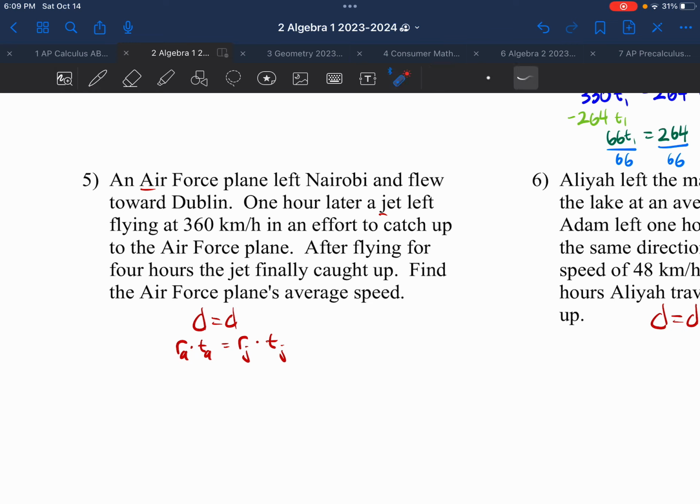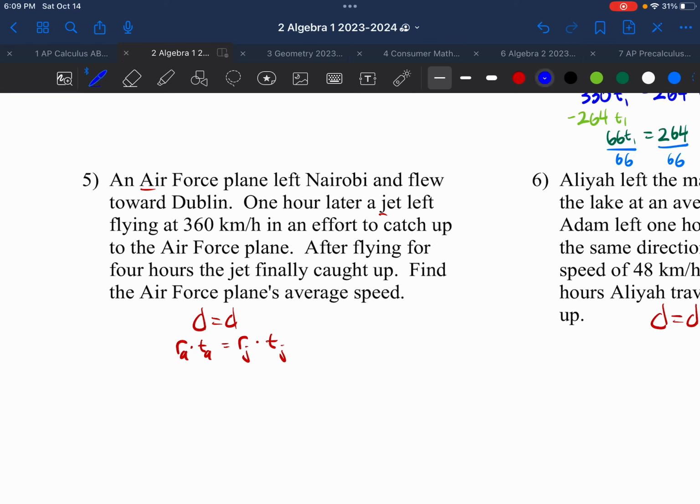So we have 1 hour later. Again, this is a difference amount, so this will probably be used for maybe a second equation, or maybe there's a clever way to not have to use a second equation. Usually number 6 is going to be the second equation. And it says, hey, the jet is leaving and traveling 360 miles per hour. So that's the rate of the jet.